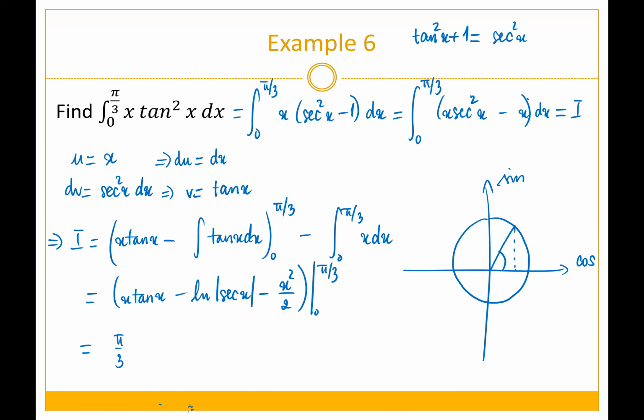And then when you plug in 0 for the rest, it's going to be negative 0, and then negative ln of secant. Secant of 0 is 1 over cosine of 0, which is 1. So ln of 1 is also 0. And then we have 0 over 2. So what we end up having is pi square root 3 over 3 minus ln of 2 minus pi squared over 18. That is the answer for this question.